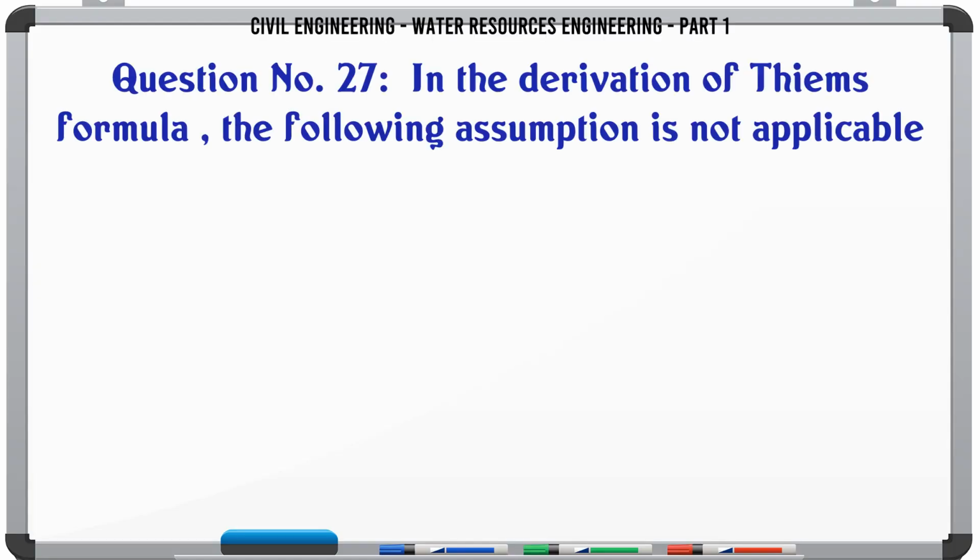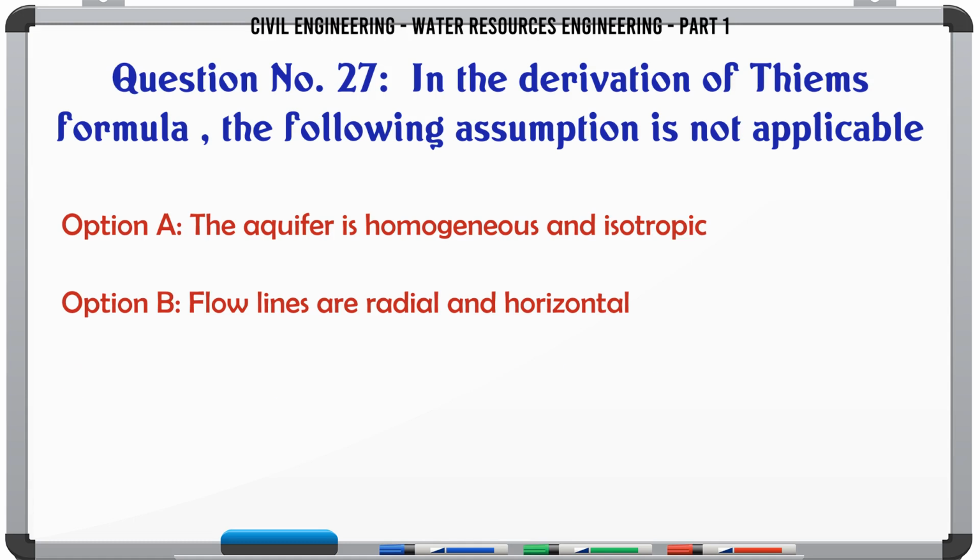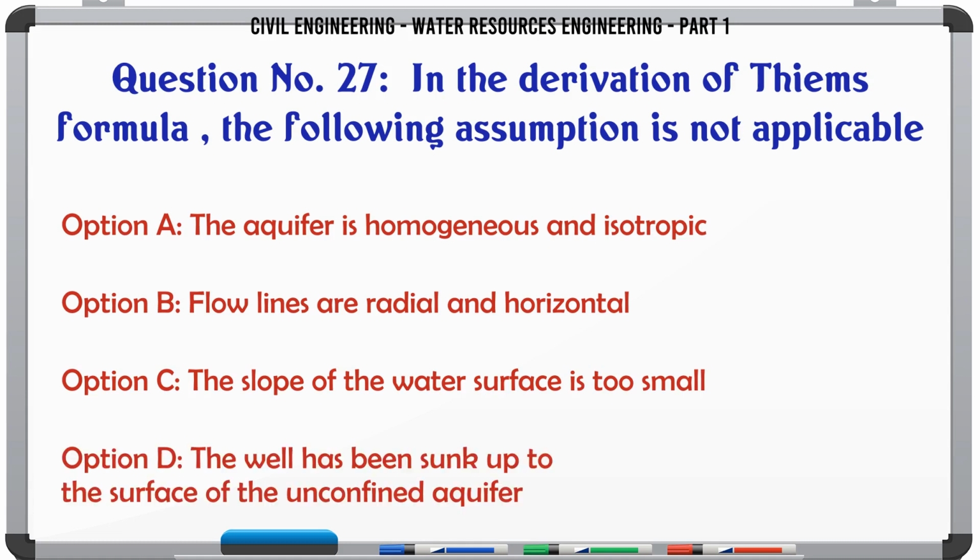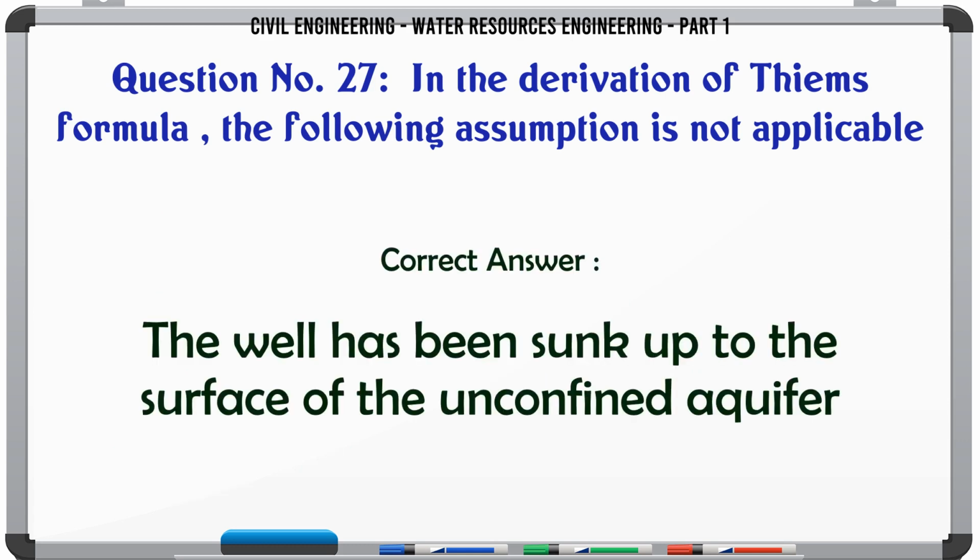In the derivation of Thiem's formula, the following assumption is not applicable. A. The aquifer is homogeneous and isotropic. B. Flow lines are radial and horizontal. C. The slope of the water surface is too small. D. The well has been sunk up to the surface of the unconfined aquifer. The correct answer is the well has been sunk up to the surface of the unconfined aquifer.